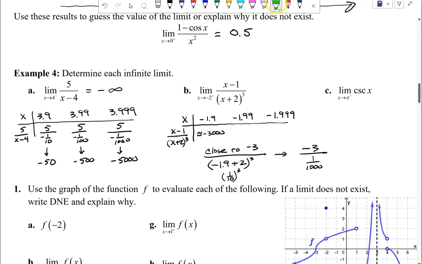When we change this value to negative 1.99, we're going to get 1 over 100 here to the third power, which will give us this. Multiplying by the reciprocal, here we're going to get negative 3 million. And you can quickly see that the function is approaching negative infinity as x approaches negative 2 from above.